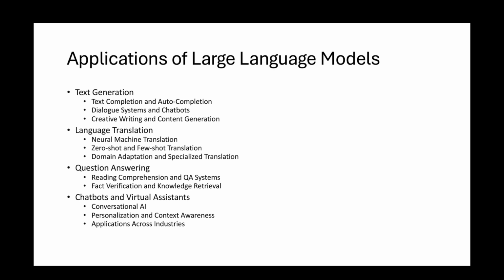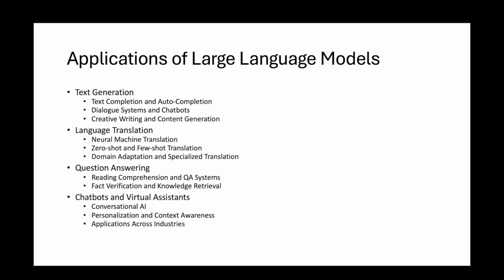Domain adaptation and specialized translation. LLMs can be fine-tuned for specialized domains such as medical, legal, or technical translation. Domain-specific vocabulary and terminology can be incorporated into the model through fine-tuning, improving translation quality for specific domains.